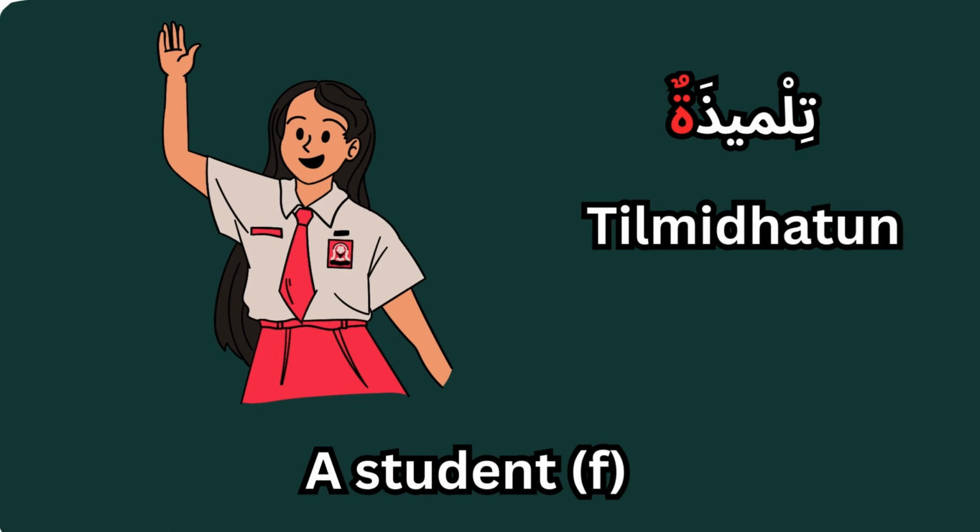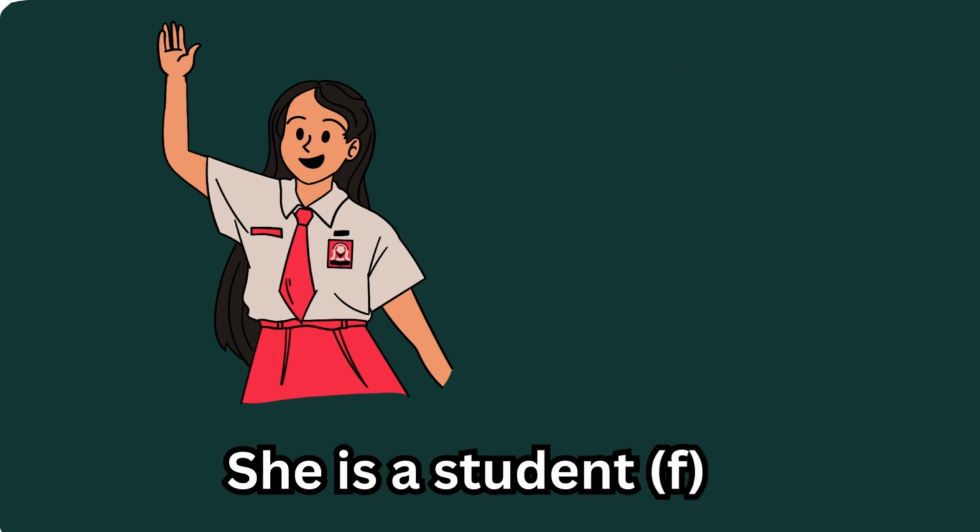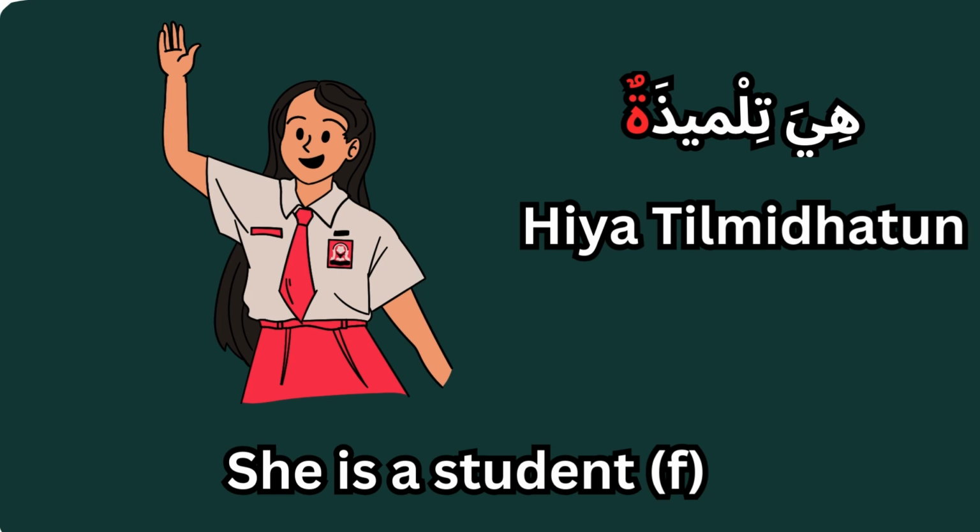And the letter in red, that's the ta marbota, which indicates the feminine word or the adjective for a female. And to say she is a student, all we have to do again is put the pronoun, then the adjective. We would say هي تلميذة. Repeat after me. هي تلميذة. أحسنتم. Good job.